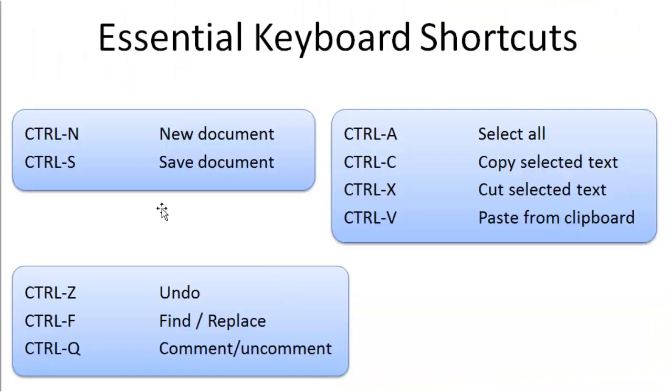And I'll show you a summary of some of the essential keyboard shortcuts that we just covered. Control N gives you a new document, Control S to save document, and Control O for open document, which I didn't put on here. Control Z is undo, Control F for find and replace, Control Q for comment or uncomment a block of code, a single line or a block. Control A gives you select all, so you can select all the text in a document by clicking Control A. Control C is for copy selected text, Control X to cut selected text, and Control V for pasting from the clipboard. So these are pretty much universal across most Windows applications.